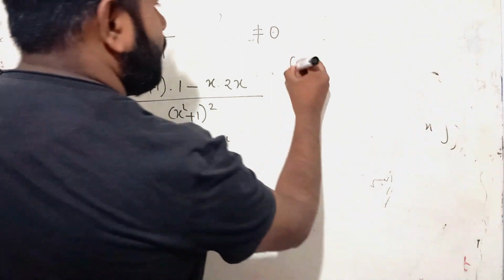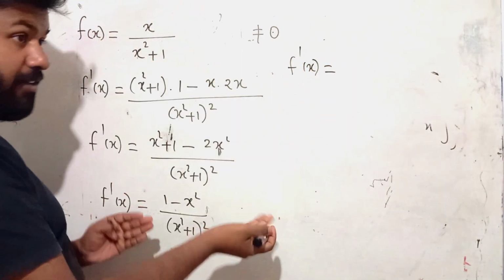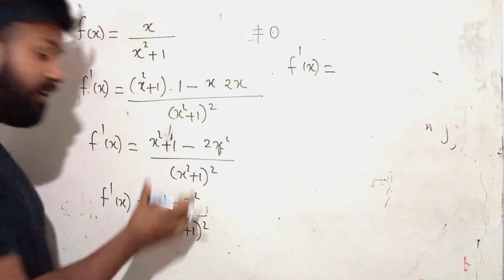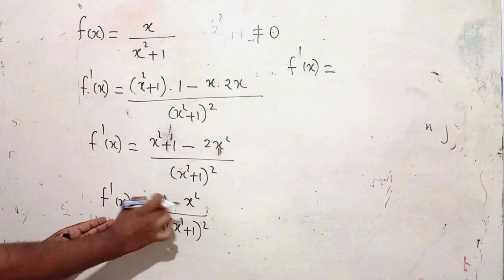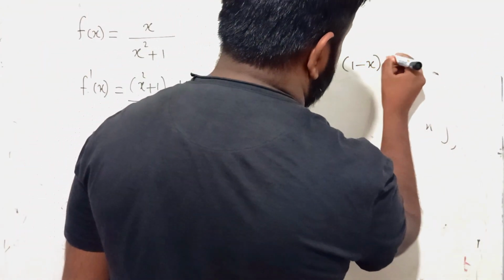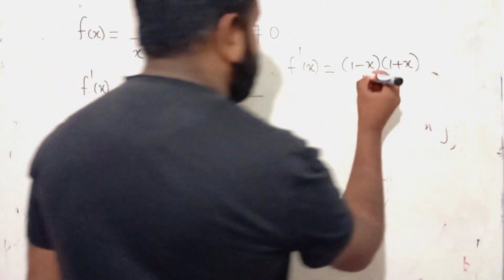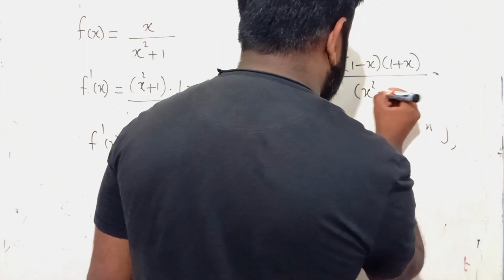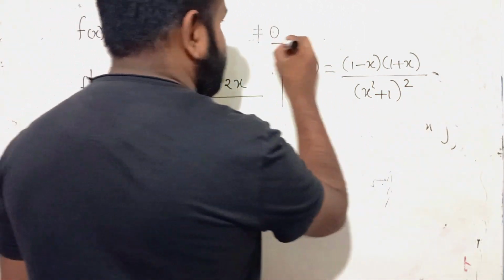If you do it further, f dash x, simplify this one and factorize it. You have to factorize the numerator part. So 1 minus x squared can be written as 1 minus x into 1 plus x. We have factorized it, divided by x squared plus 1 whole thing square. So this is the differentiation.